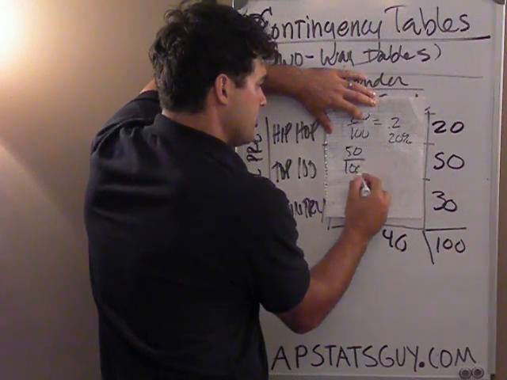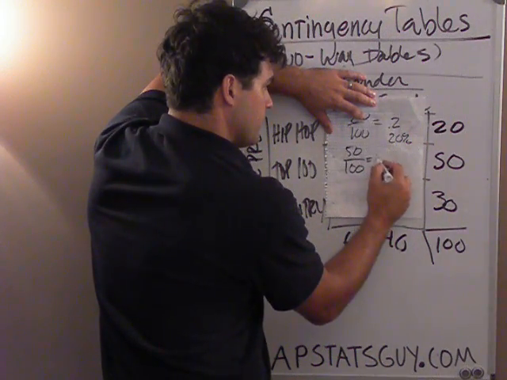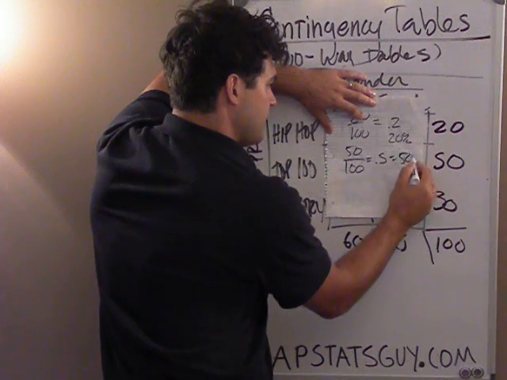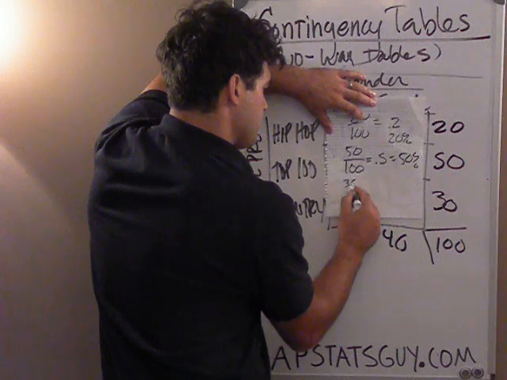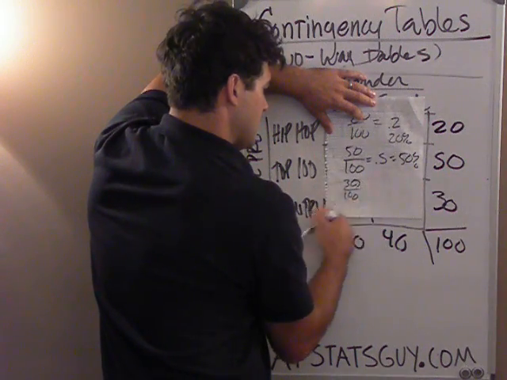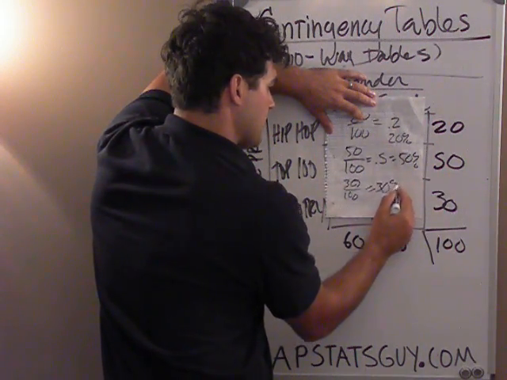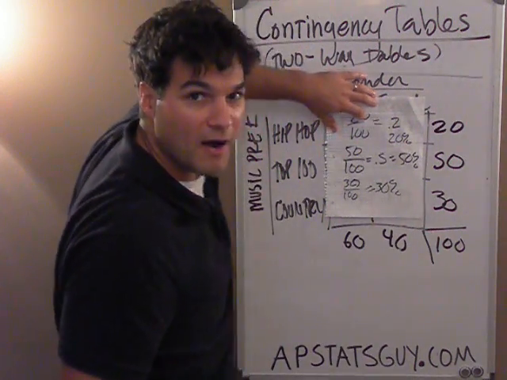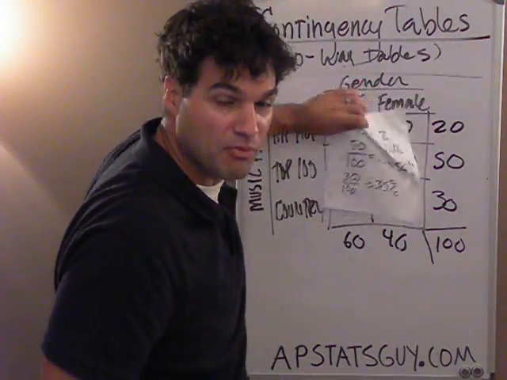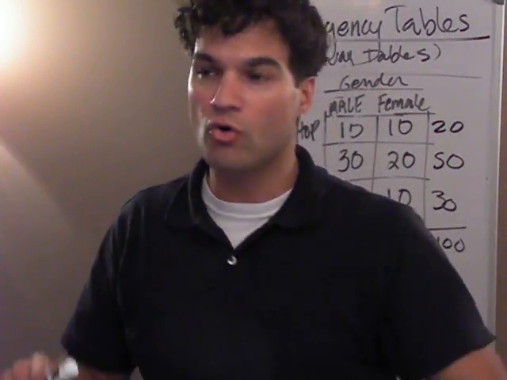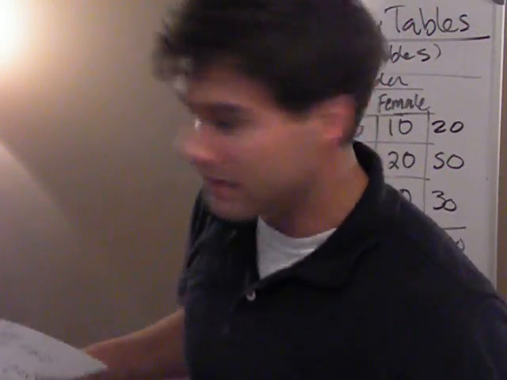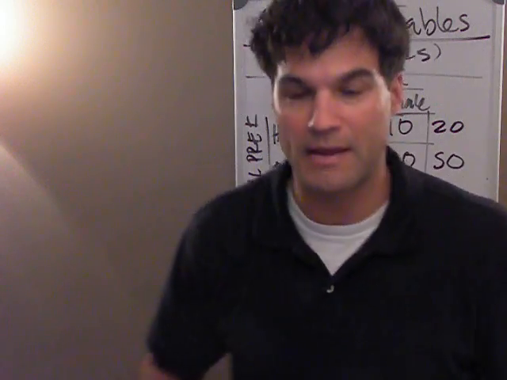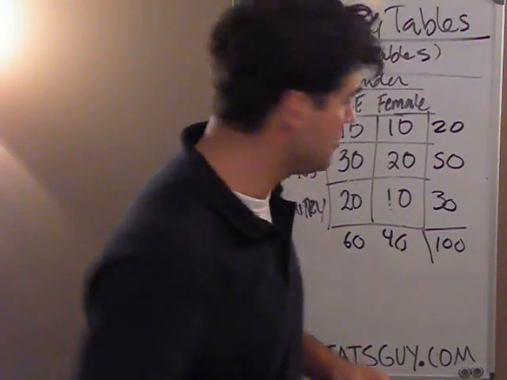50 out of the 100 liked top 100, which is 50%. And 30 out of the 100 liked country, which is 30%. So if someone asks, what's the marginal distribution of music preference, it's the same thing as saying, what's the distribution of music preference? When you're talking marginal, you're only talking about just one of them. So you just ignore the other, nor gender. I didn't ask you anything about that. So here's the marginal distribution of music preference.